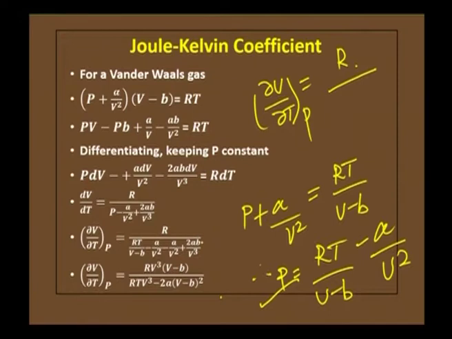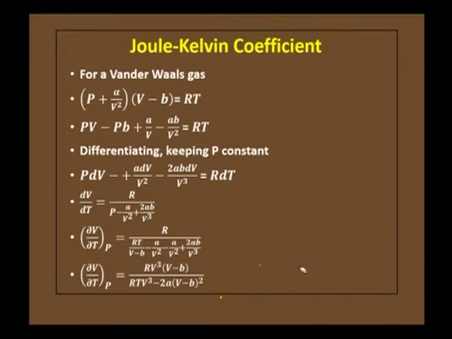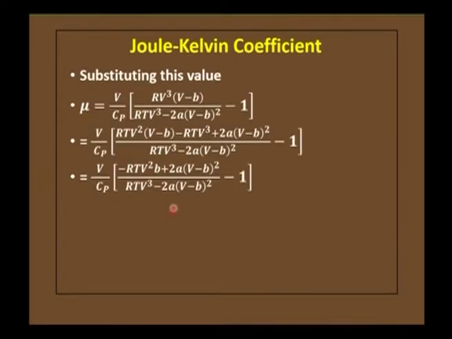Simplifying it further, taking the LCM and common factors, dou V by dou T turns out to be equal to R V power 3 into V minus b divided by RT V power 3 minus 2a into V minus b the whole squared. Substituting this value, we get mu is equal to V by Cp into R V power 3 into V minus b divided by RT V power 3 minus 2a into V minus b the whole squared.